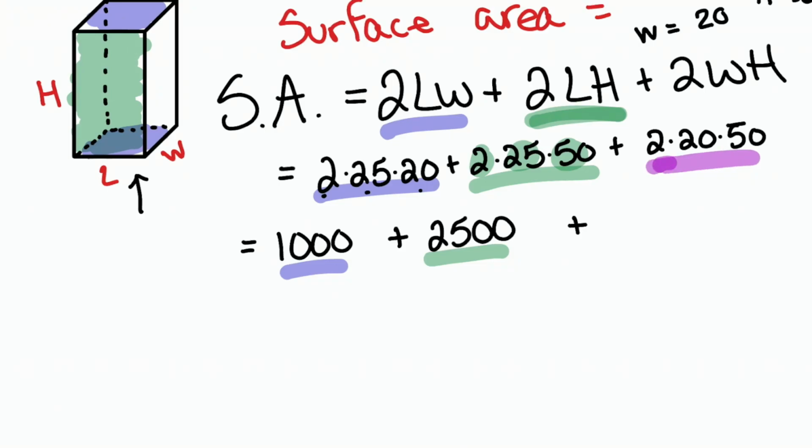So here we have 2 times 20 times 50. So 2 times 20, what'll that be? That's 40. 40 times 50, that'll end up being what? Well, that'll end up being 2,000. So there we go. Booyah. And we're set, my math party people.